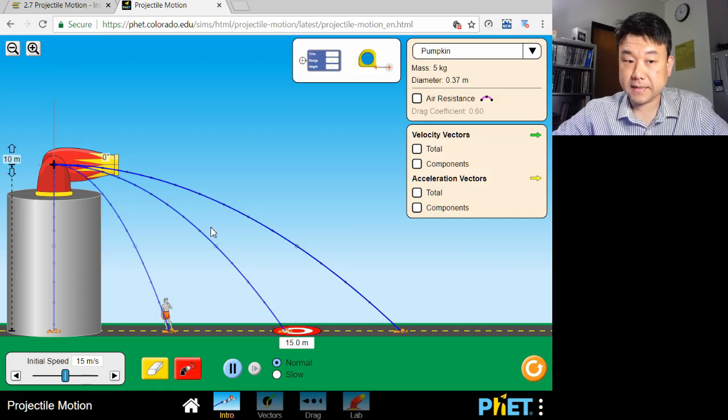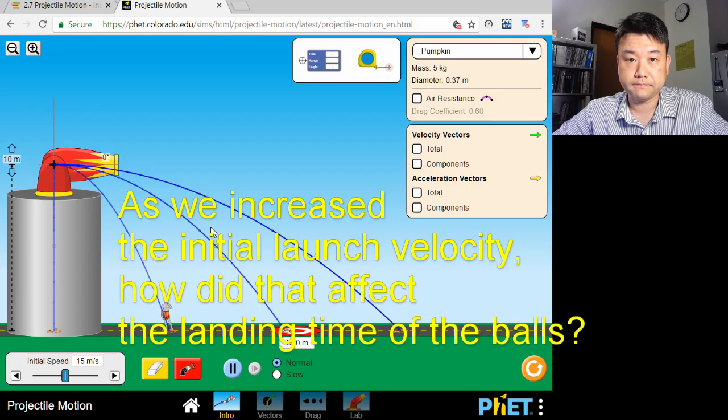Now, this is the part where I want you to pause for a bit and think about this question before I give you the answer. As we increase the initial launch velocity, how do you think that affected the landing time of the balls? 1 Mississippi, 2 Mississippi, 3 Mississippi.